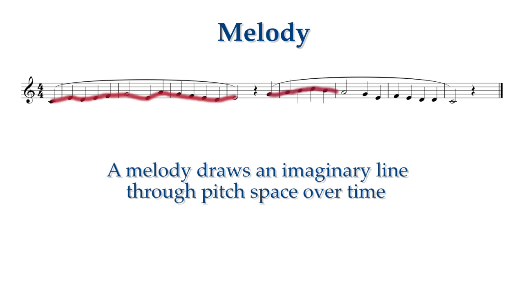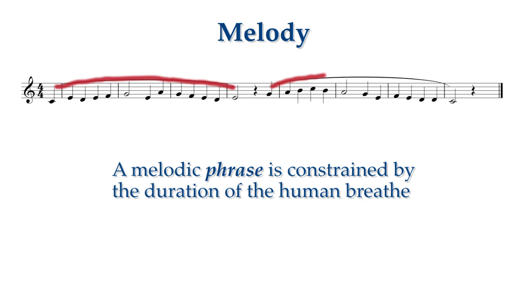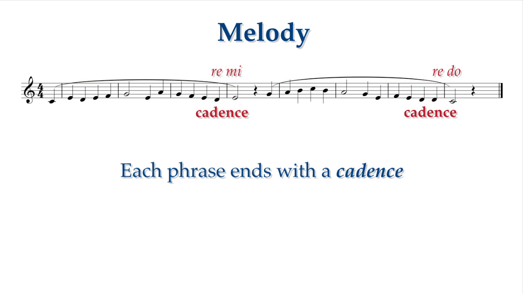Melodies draw an interesting imaginary line over time through pitch space. Melodies have a beginning, a middle, and an end, generally determined by the rate of the human breath, called a phrase. The end of the phrase is called the cadence.